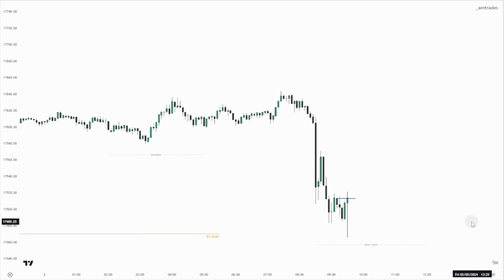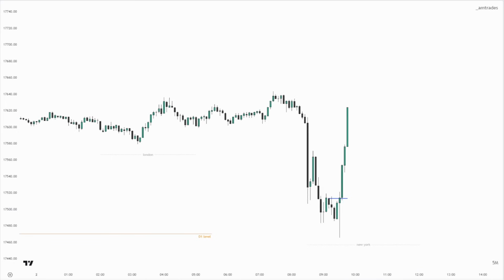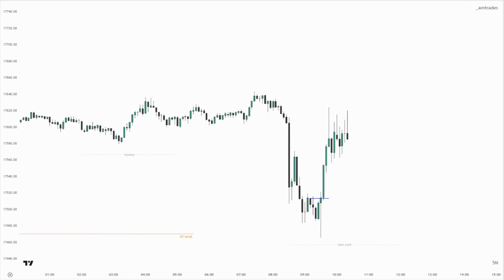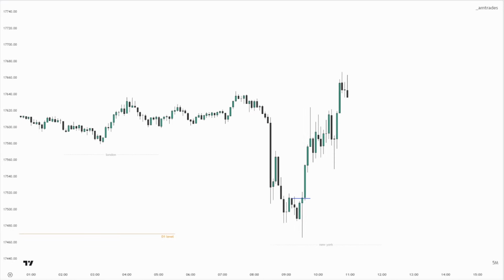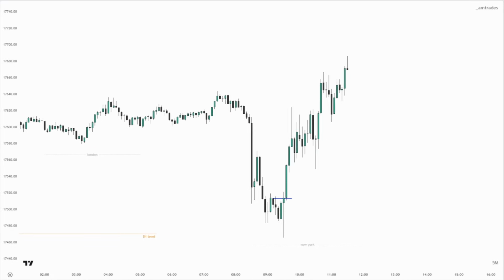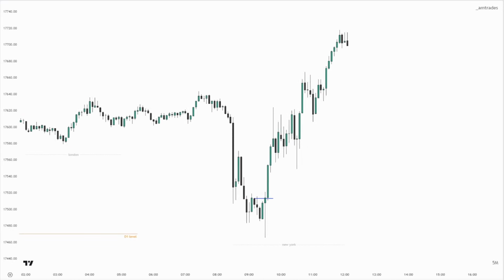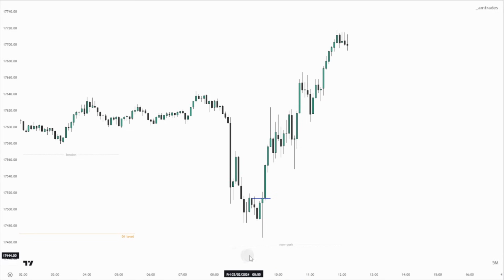Taking this one step further on the 5-minute chart, as we drop down to lower time frames, we can see that there's a change in state of delivery within this manipulation leg that's going to offer an entry to get on side with this upside expansion, allowing the rest of New York session to play through.